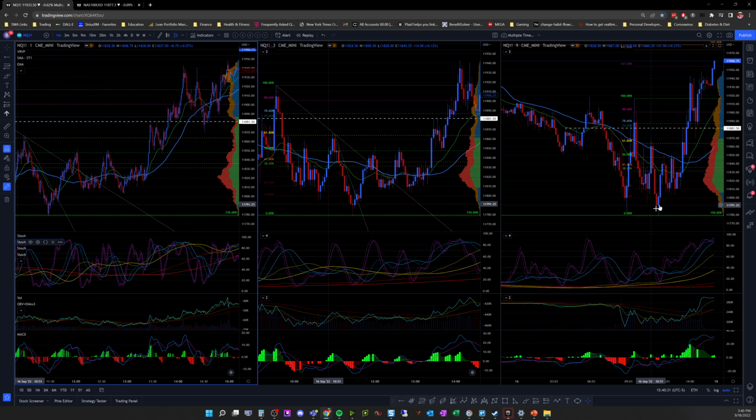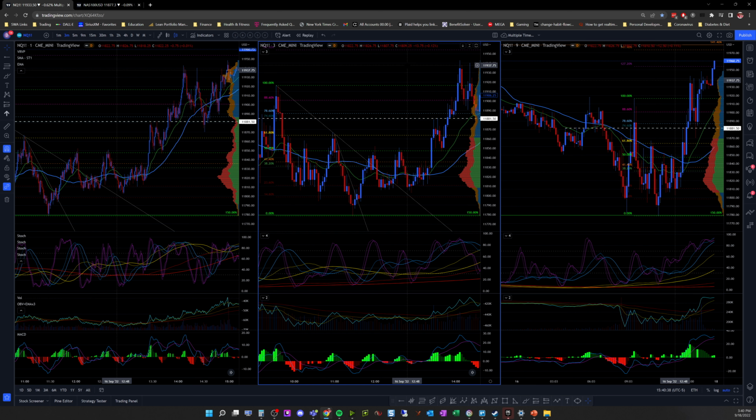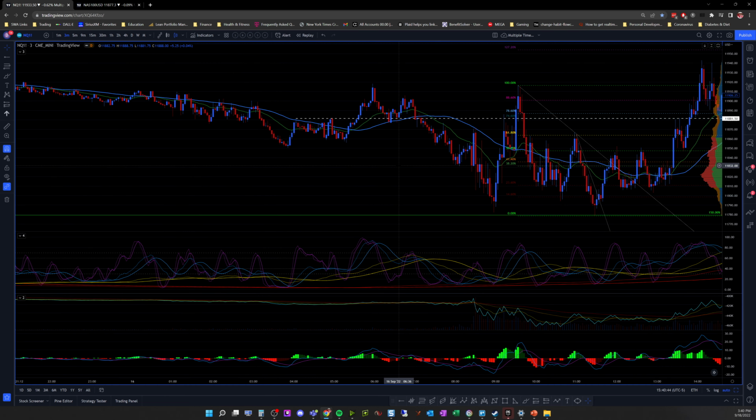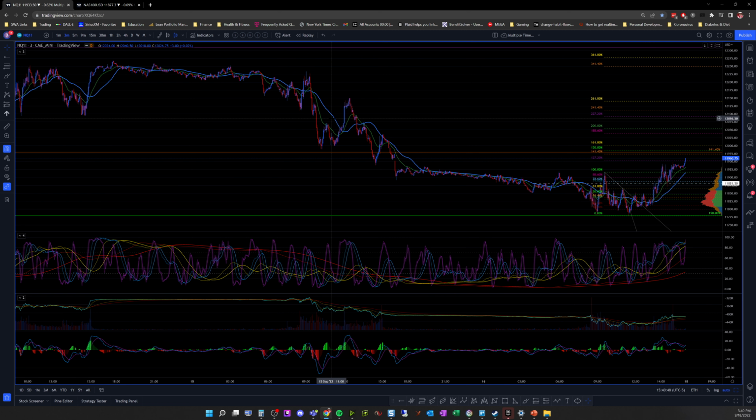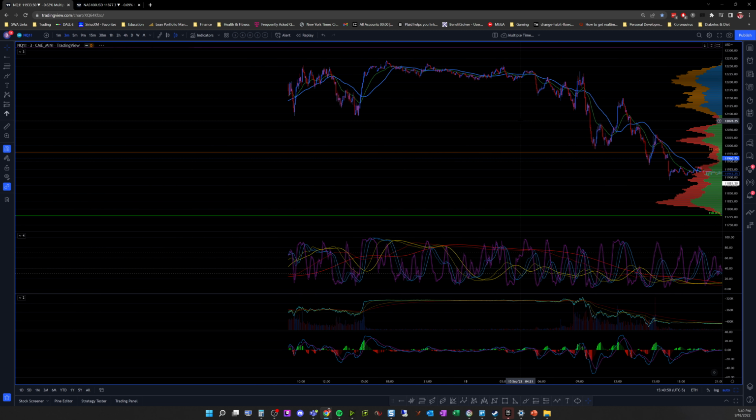When I'm looking for a head and shoulders, one of the things that I'm looking for from a momentum perspective is, let's see, Alt, where have all the head and shoulders gone?